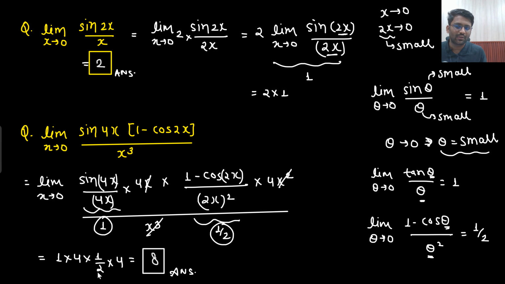Now I know that this limit will throw 1. This limit is already 4. This is a constant value. This limit will throw 1 by 2. And this will throw 4. Answer is 8. Is that clear to you or not?